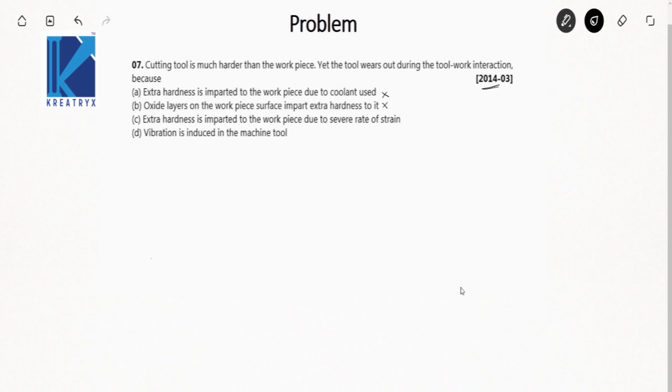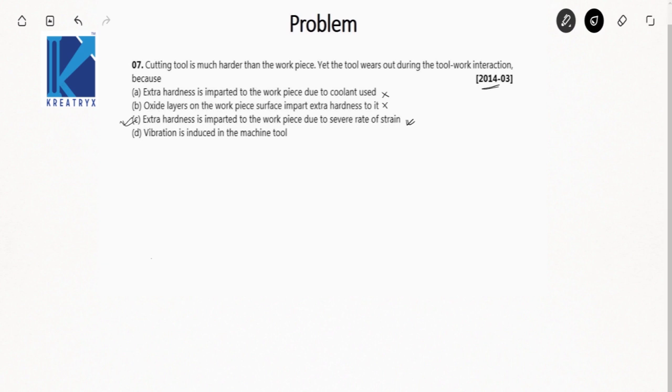The third option is extra hardness is imparted to the workpiece due to a severe rate of strain. Yes, this is the correct answer. Strain hardening phenomena basically takes place when tool work interaction is happening in a machining operation. So option C is the correct answer.